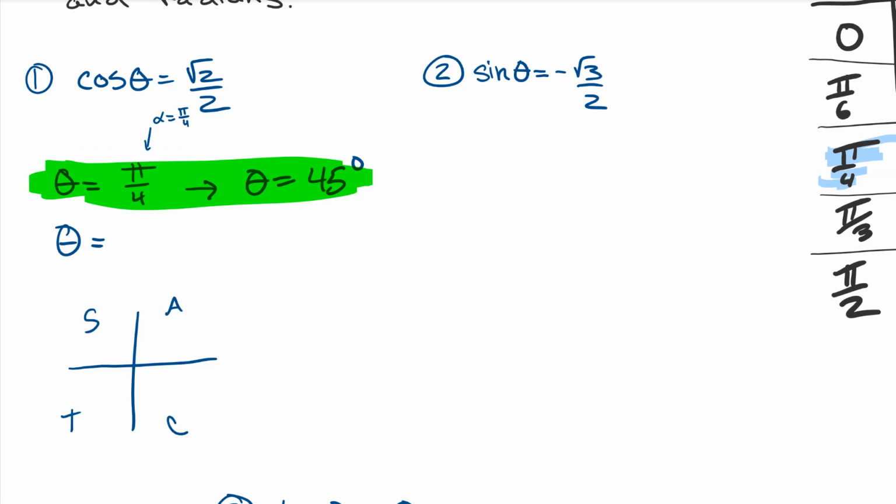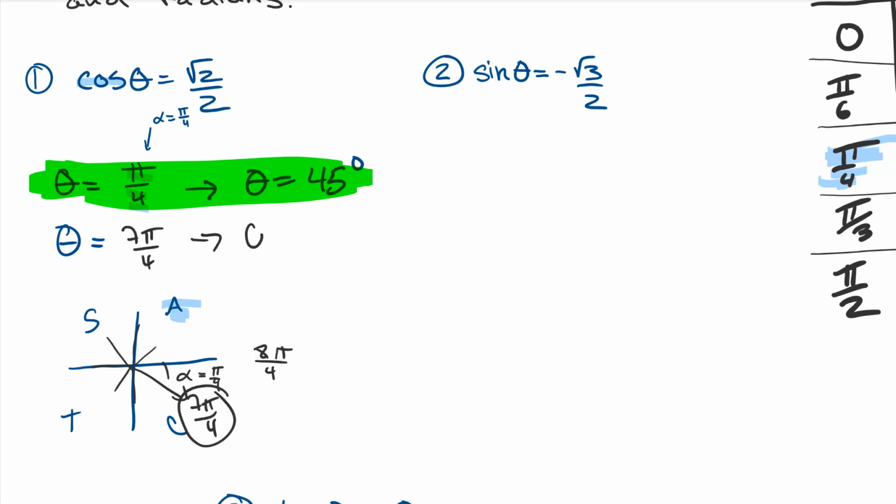ASTC. Where's cosine positive? Here and here. Cool. We already got our Pi/4 from being up in the first quadrant. Let's go find an angle down in the fourth quadrant that has a reference angle of Pi/4. So it'll be 1 Pi/4, 2 Pi/4, 3 Pi/4, 4 Pi/4, 5 Pi/4, 6 Pi/4, 7 Pi/4. 7 Pi/4 has a reference angle of Pi/4. We could have also come back from 2 pi, or 8 Pi/4, subtracted the Pi/4 and found we would be at 7 Pi/4. So there's a solution: 7 Pi/4.